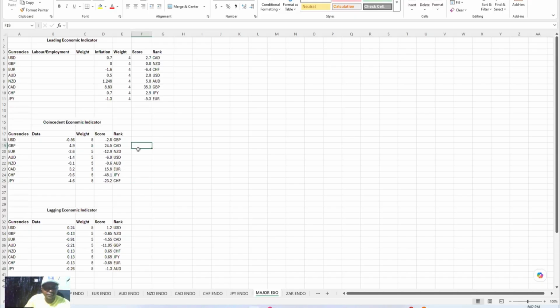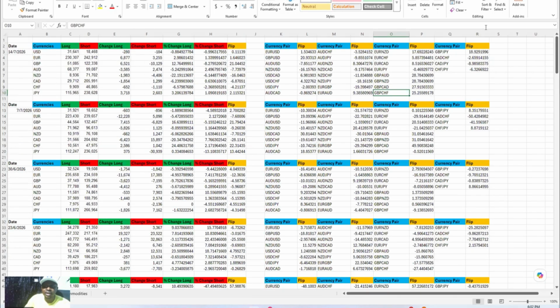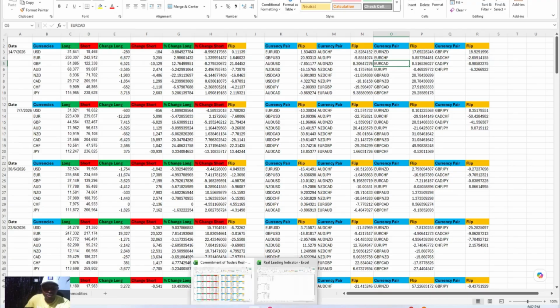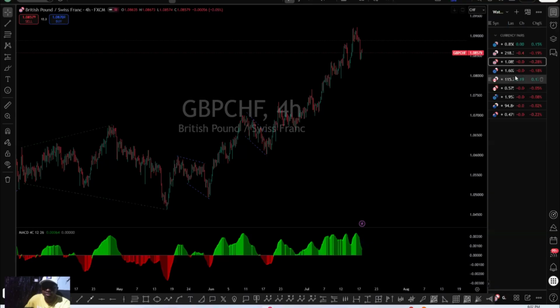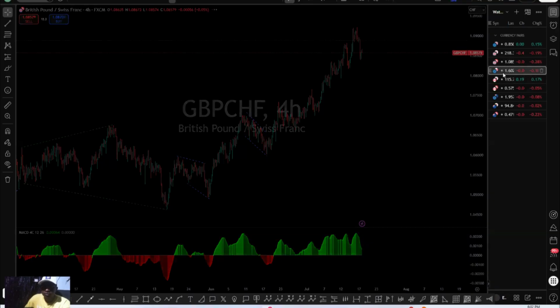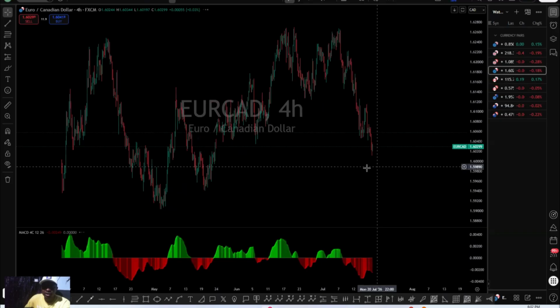So the next one, I have CAD against the euro. So that gives me the pair euro CAD. We'll try to understand what institutions are doing with this. From 20, we are now having a positive 8. So that is a decline in terms of institutional holding. So let's look at the chart. Euro CAD has been selling for some time now.